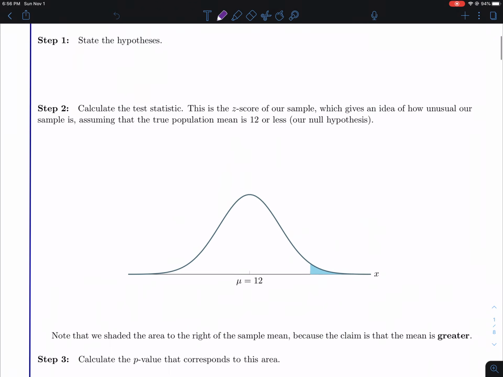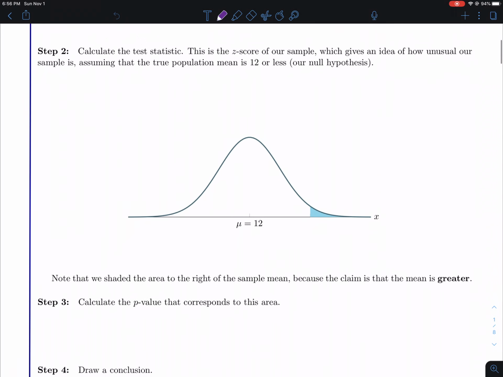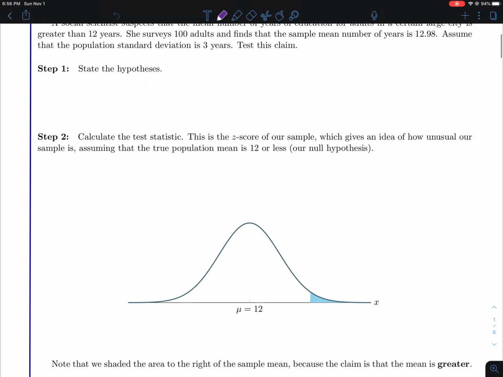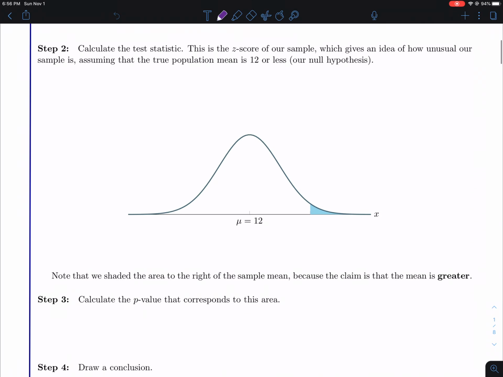And this is the way you should lay out all of your examples as well. So there should be 4 steps to solving any hypothesis test. Step 1 is, of course, state the hypothesis. That's going to be our null and alternate hypothesis with the appropriate population parameter and inequalities. Step 2 is actually finding the test statistic. In this case, this is going to be our z-score for the sample, and seeing how it relates to the population mean and standard deviation.